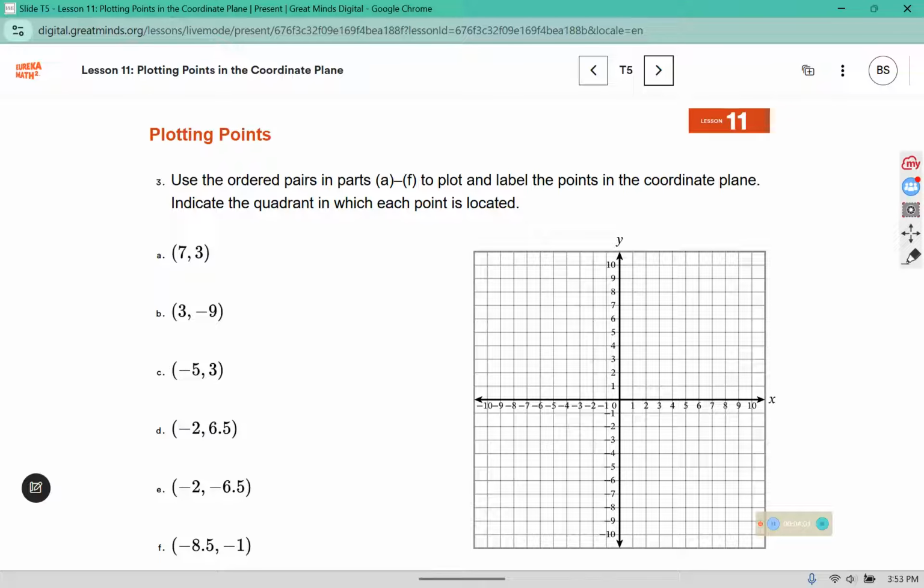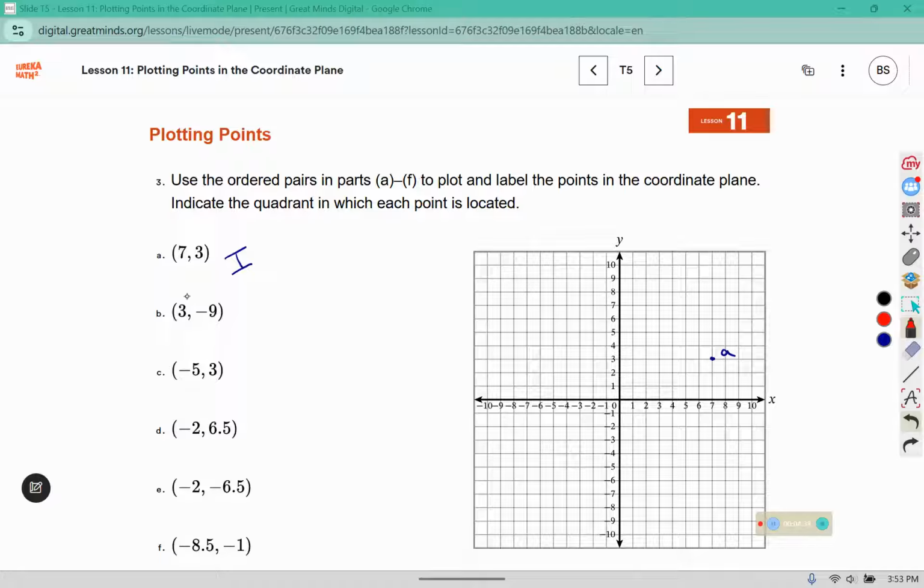Use the ordered pairs from parts A through F to plot and label the points in the coordinate plane. Indicate the quadrant in which each point is located. So instead of rewriting the coordinates, I'm going to write the letter A next to the point. The first one tells us left and right. Since it's positive, we're going to go right 7. The second value tells us up and down. 3 is positive, so that's up 3. And this is in quadrant 1. We use Roman numerals, so it's going to be the letter I.